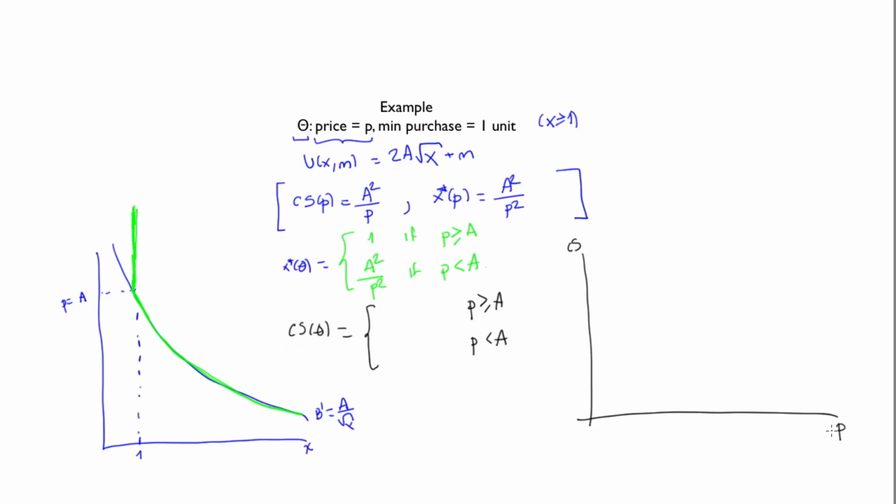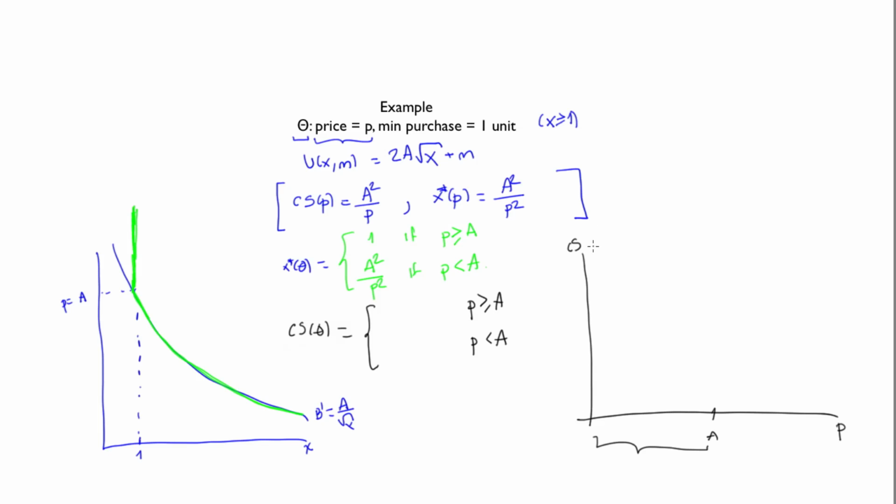And the first thing to notice to characterize the consumer surplus is the following. If the price is below the price A, so if we are in this region of the price, the minimal purchase constraint does not bind, so you demand exactly the same amount that you did before. And what happens then is, since you are demanding the same amount and you're not constrained, your consumer surplus has to be exactly the same.